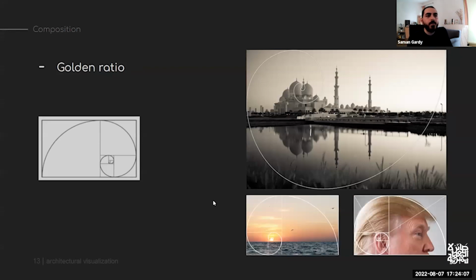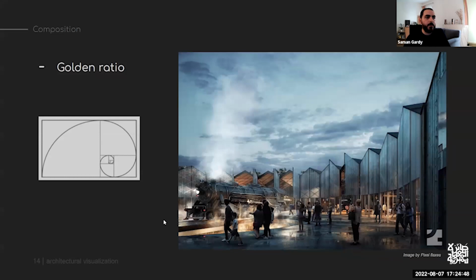Then we have the golden ratio. The golden ratio is another way of creating a focal point or point of interest, where you try to put your hero or your architecture by the end of the spiral. And we have all heard of the golden ratio. It's a ratio that comes from nature. We have it in architecture design as well. So as I mentioned, we put our hero by the end of the spiral, and we arrange the other elements around this spiral. Here you can see a visualization.